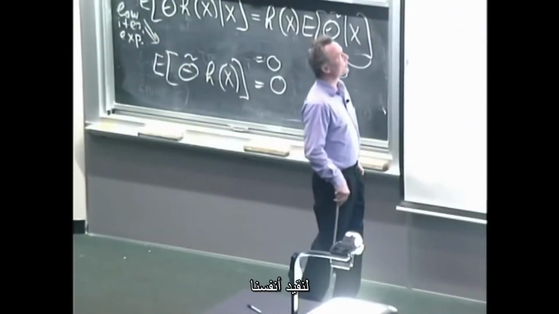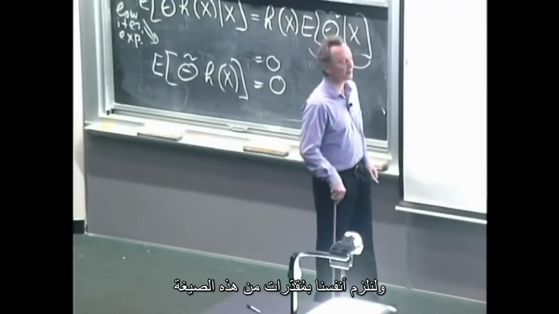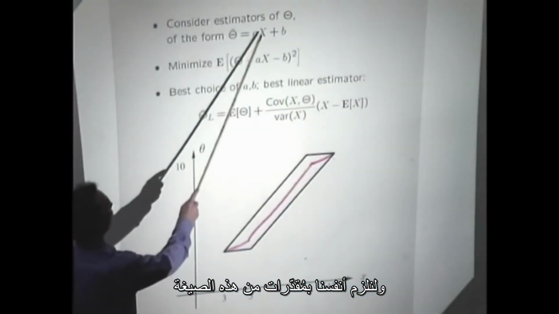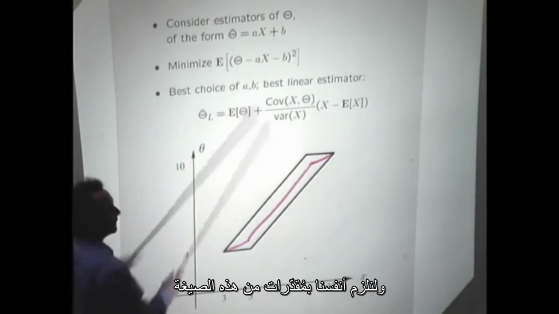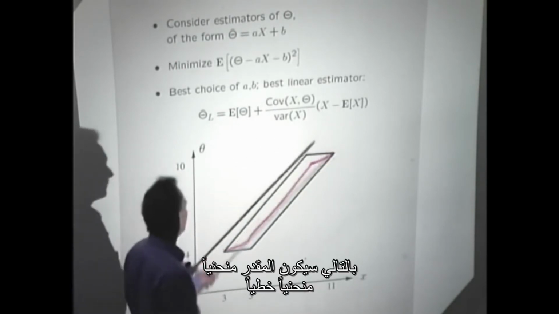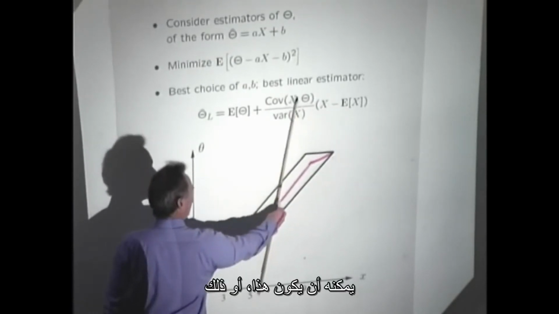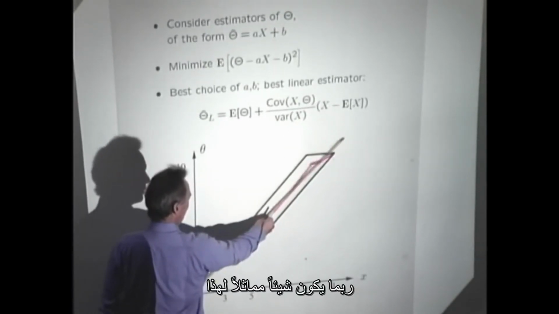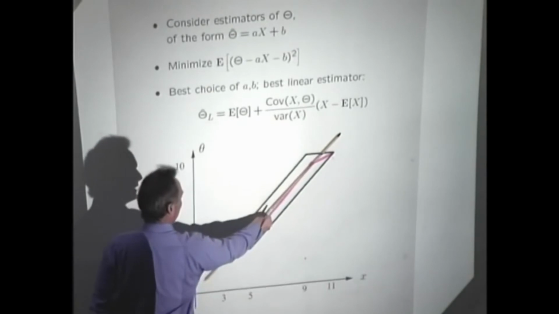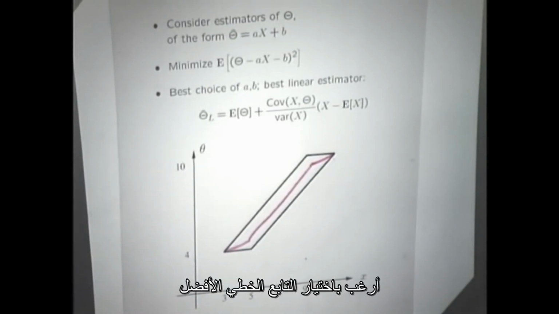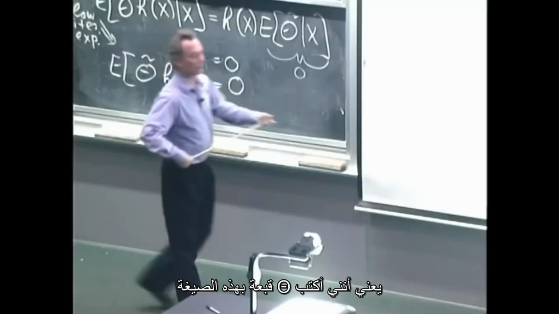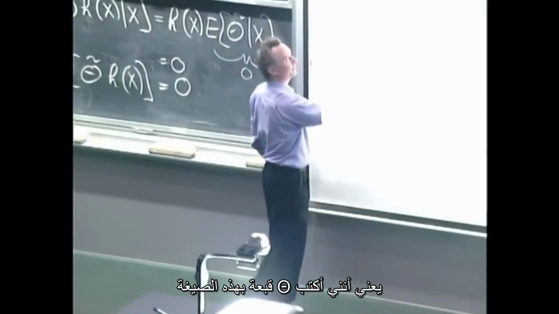Let's put ourselves in a straitjacket and restrict ourselves to estimators that are of this form. My estimate is constrained to be a linear function of the x's. So my estimator is going to be a curve, a linear curve. It could be this, it could be that. Maybe it would want to be something like this. I want to choose the best possible linear function. What does that mean? It means that I write my theta hat in this form.